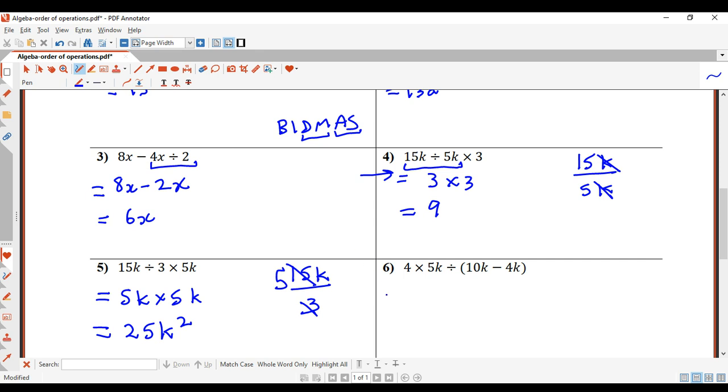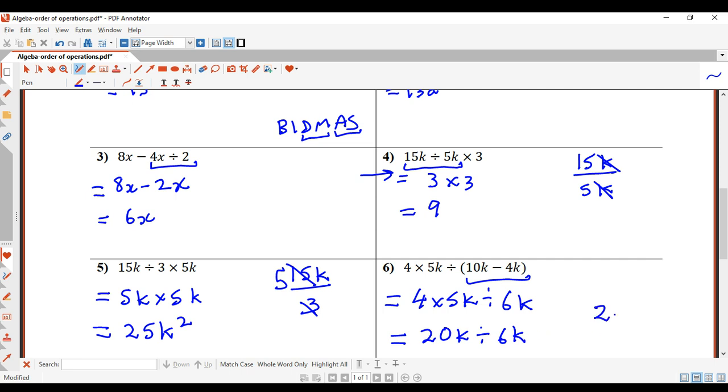And last of all, we have one with brackets. So with BIDMAS, brackets comes first. So 10k minus 4k is 6k. So I'm just going to keep this as 4 times 5k divided by, I'm doing the brackets first, so that's 6k. Now, I've got a times and divide here. Which one do I do first? Well, whichever one comes first from left to right. So I'm doing the times first. So that's 20k divided by 6k.